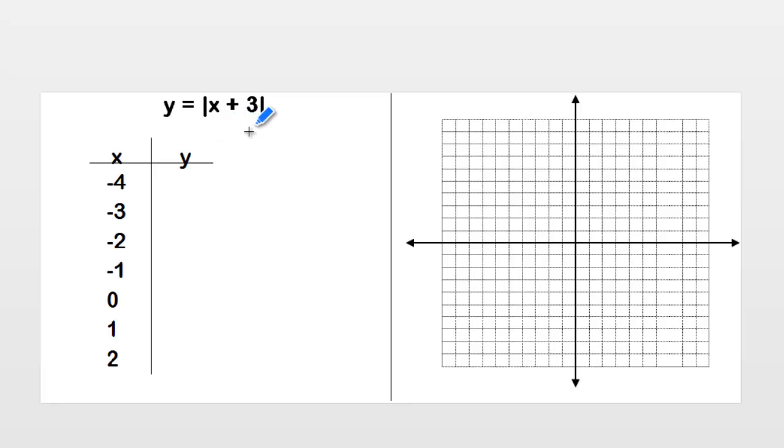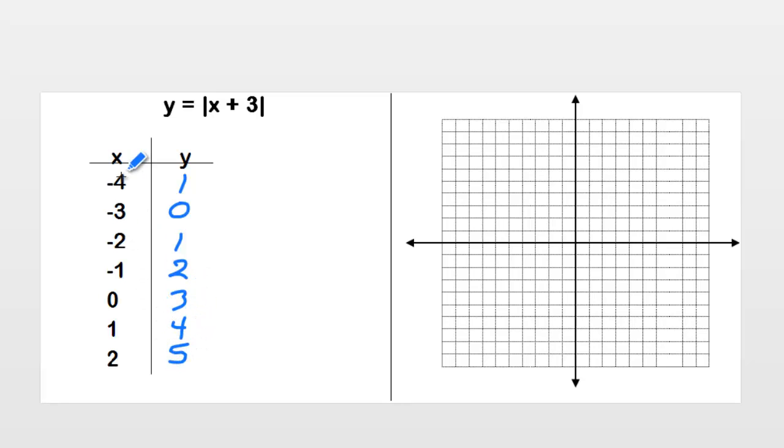When you graph y equals the absolute value of x plus 3, treat this absolute value as you would a parentheses. So you'll do what's inside of the absolute value first, then take the absolute value. So -4 plus 3 is -1. The absolute value of -1 is 1. -3 plus 3 is 0. -2 plus 3 is 1. Absolute value of 1 is 1. We'll get a 2, a 3, 4, and 5.